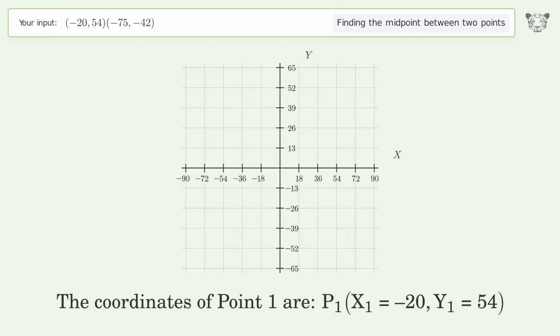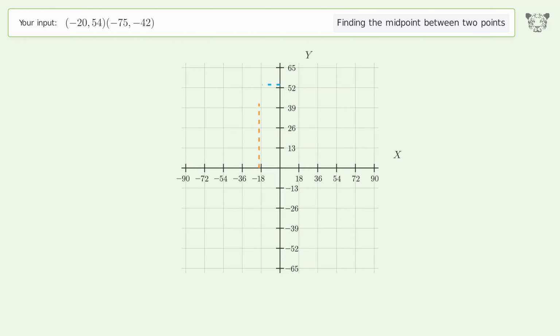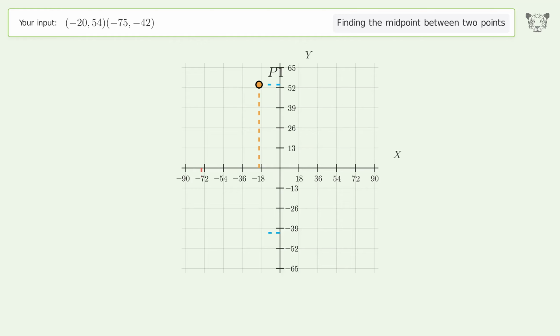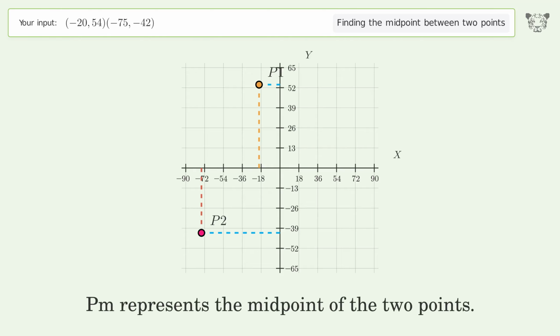The coordinates of point 1 are, x1 equals negative 20, y1 equals 54. The coordinates of point 2 are, x2 equals negative 75, y2 equals negative 42. PM represents the midpoint of the 2 points.